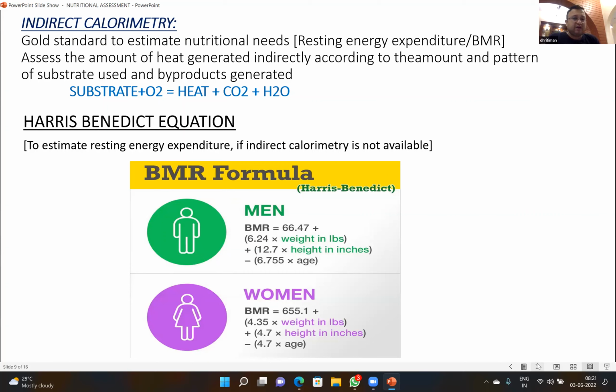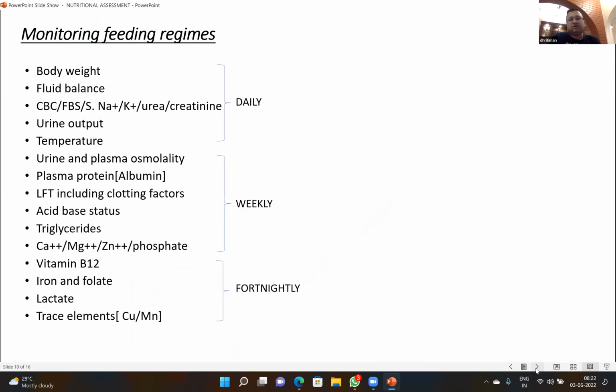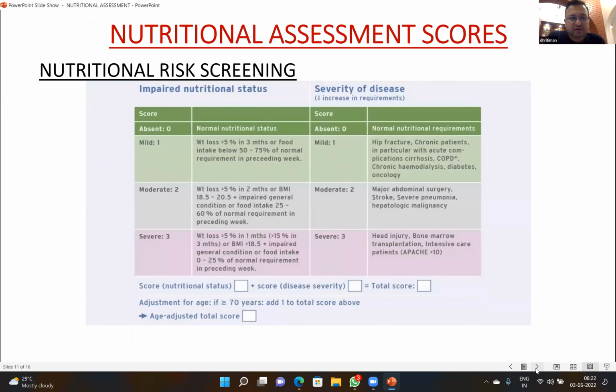Yes. And when you have talked about the BMR in women, it should not be 655. It's 65.51. Okay. Yes, sir. It should be 65.51. All the nutritional scores and all you have described very well. Thank you for this wonderful presentation.